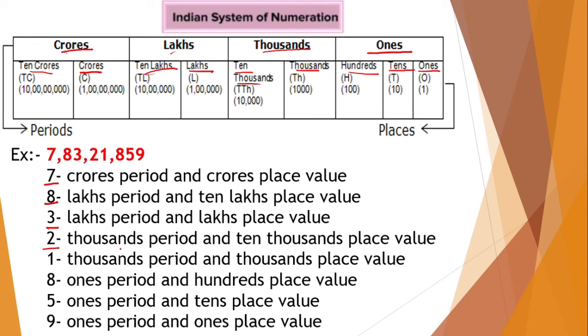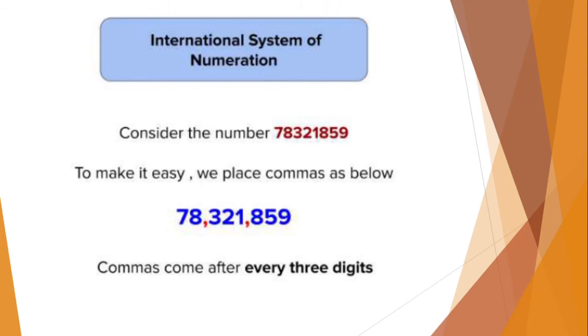And 2 is in thousands period and 10,000 place value. 1 is in thousands period, but thousands place value. 8 is in ones period and hundreds place value. And 5 is in ones period and tens place value. And 9 is in ones period and ones place value. So this is the place value chart with place values and its periods. So this was the Indian system.